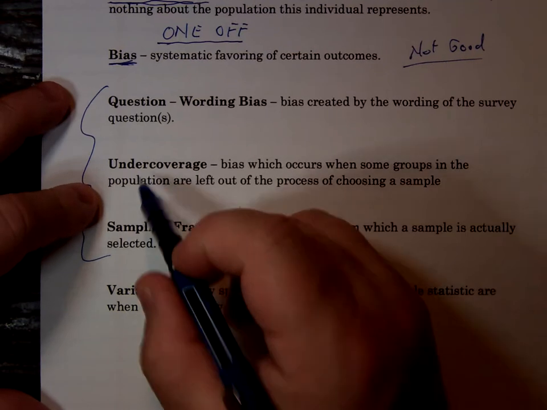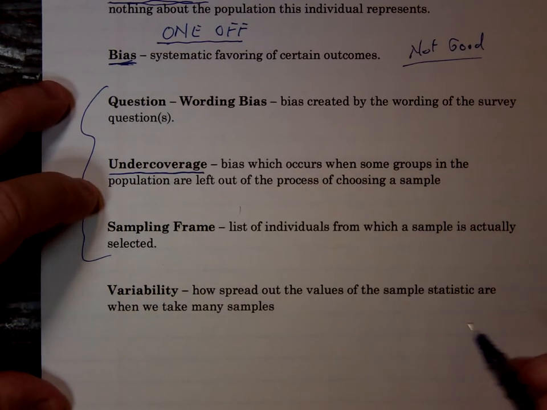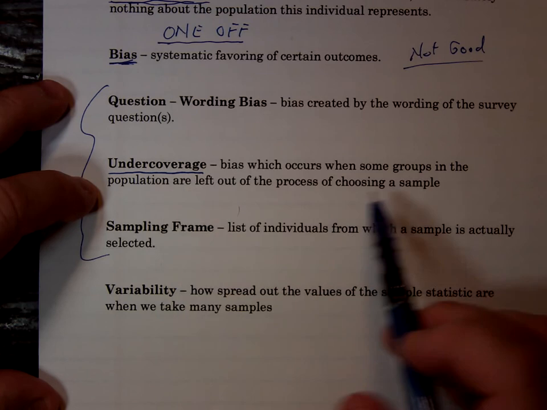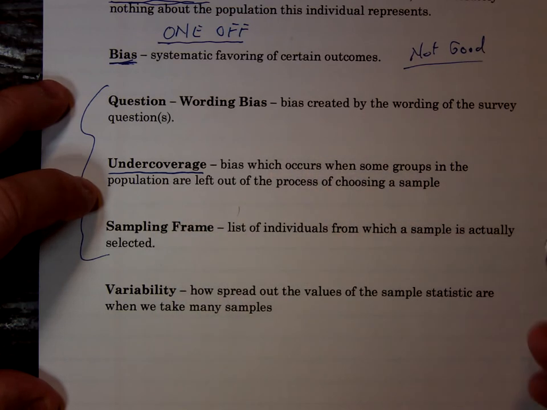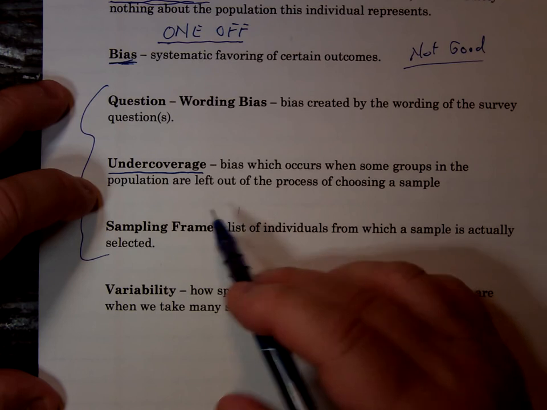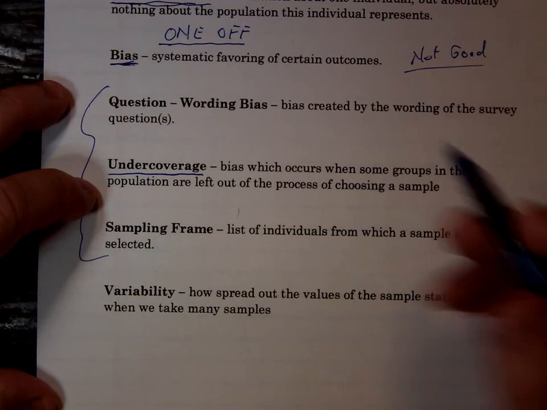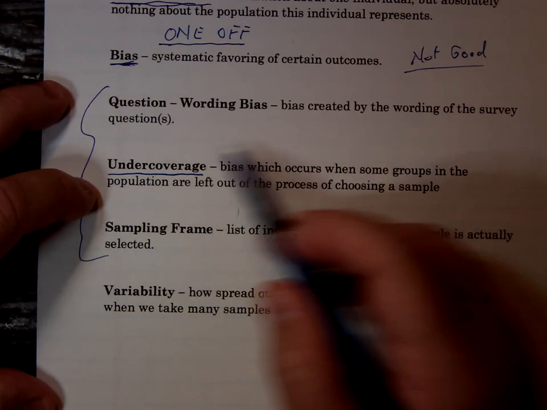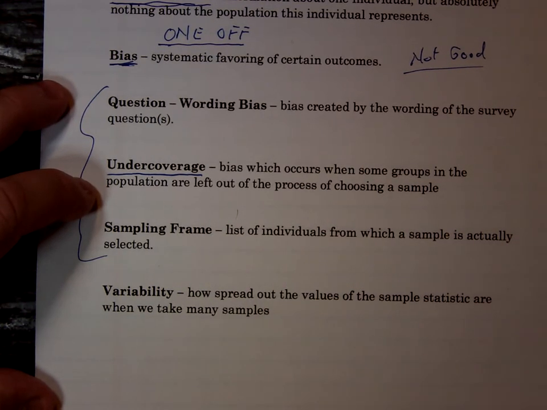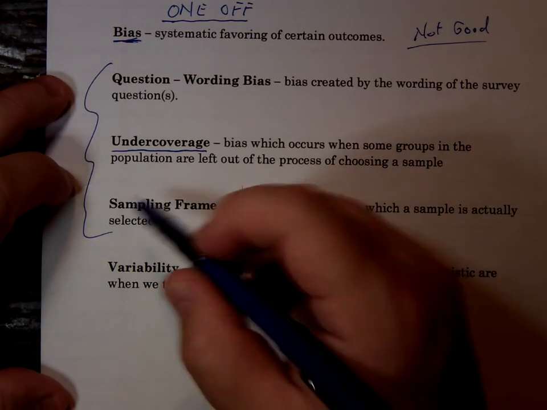Undercoverage bias is when you don't get the opinion. So if your population is all the people in the United States, and you know that people from West Virginia, my home state, don't like something, so you make sure you leave them out, then that's undercoverage. You are purposefully leaving somebody out of a survey that is part of your population. A good survey will have representation from all of the population. Those are our biases.